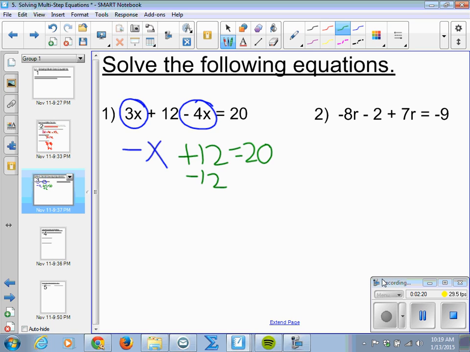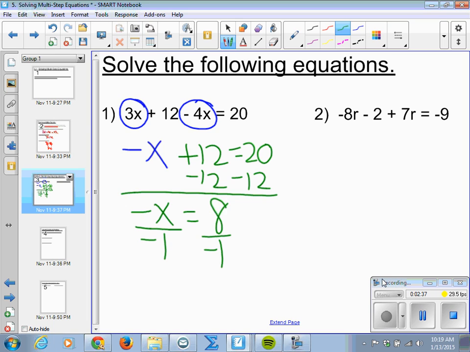So now we subtract 12 from both sides. Right, getting the variable by itself. Negative x equals 8. Well, we don't want negative x. We want just regular x. So we can divide both sides by negative 1, right, because negative 1 is the coefficient here. Gets rid of that. So x ends up equaling negative 8. Remember that negative x means negative 1x, so you can do it that way.